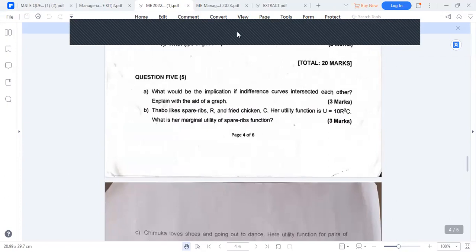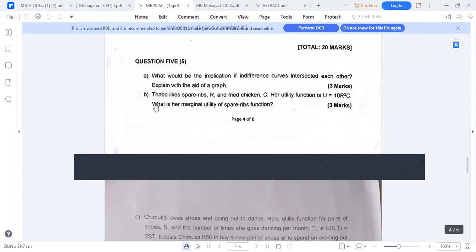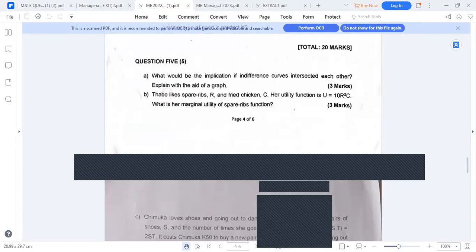So question number 5 is asking about indifference curves. The question is, what would be the implication of indifference curves intersecting each other? What is the implication of indifference curves intersecting each other?